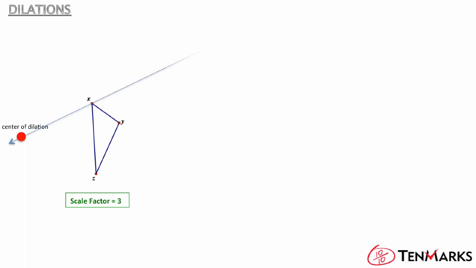To perform a dilation, you need an object, a center of dilation, and a scale factor. In this example, the scale factor is 3, which means the dilated figure is going to be 3 times the original one, and that the vertices of the dilated figure are going to be 3 times farther from the center of dilation. The first step is to draw lines that go from the center of dilation through the vertices of the original figure.